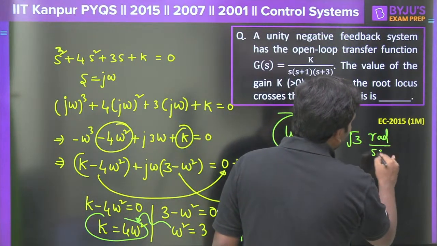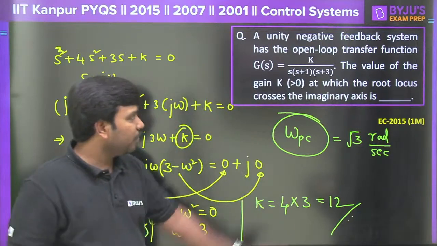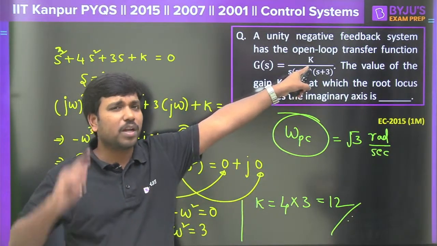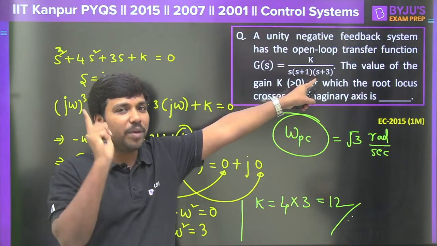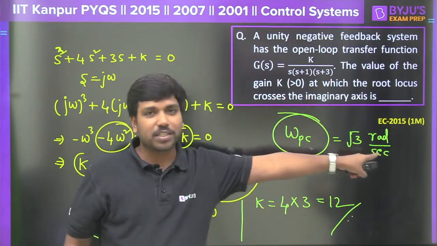And if you don't believe my words, you can consider this transfer function and go for the calculation of omega PC. If you know how to calculate, you will understand that it is root 3.